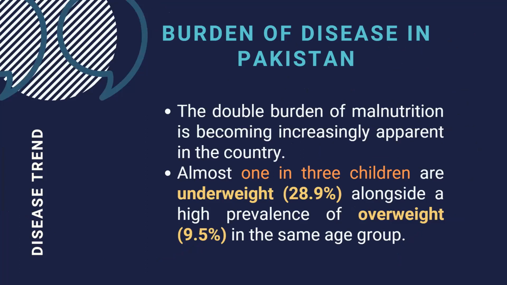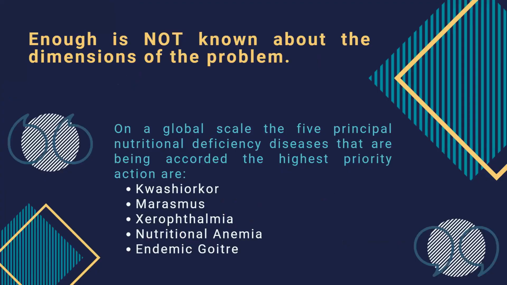Burden of disease in Pakistan. The double burden of malnutrition is becoming increasingly apparent in the country. Almost 1 in 3 children are underweight, which is 28.9%, alongside a high prevalence of overweight, which is 9.5% in the same age group. Enough is not known about the dimensions of the problem. On a global scale, the 5 principal nutritional deficiency diseases that are being accorded the highest priority action are kwashiorkor, marasmus, xerophthalmia, nutritional anemia, and endemic goiter.